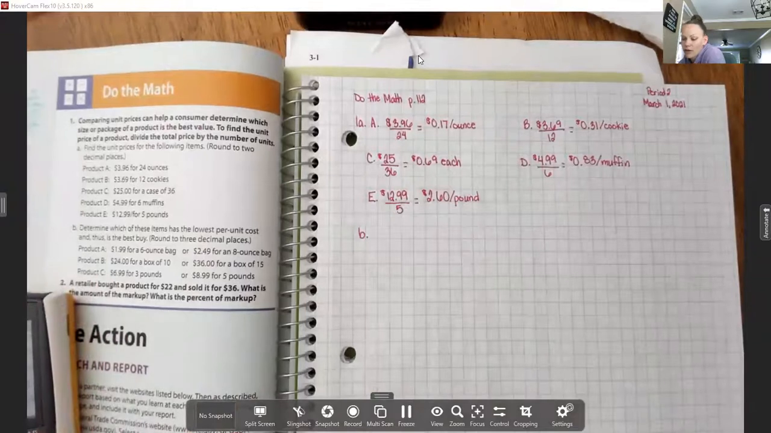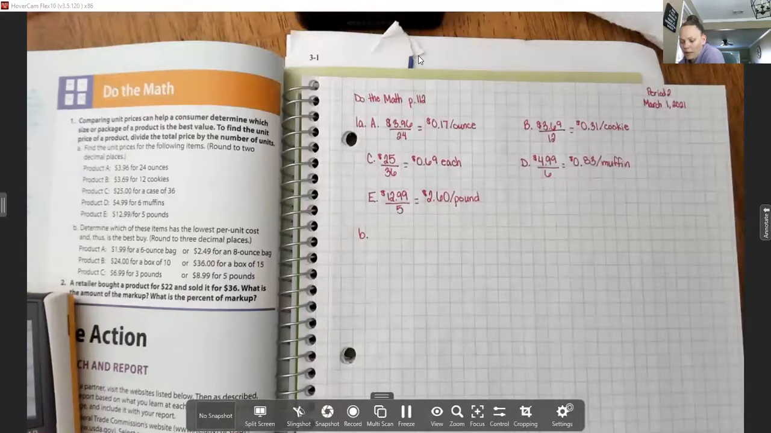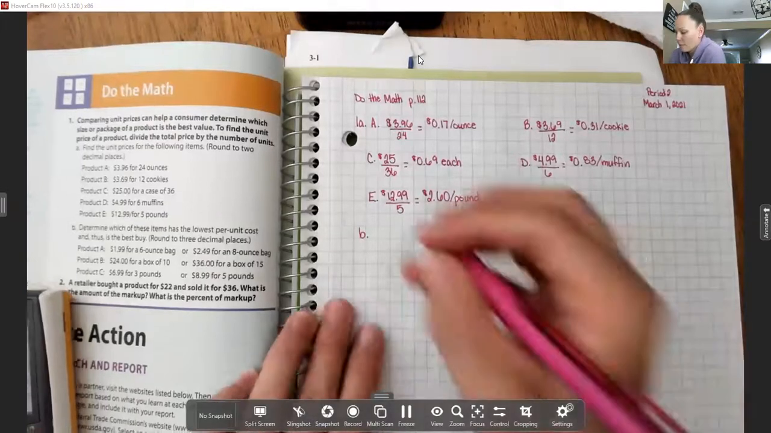So for part B here, determine which of these items has the lowest per unit cost and thus is the best buy. Round to 3 decimal places. We're going to round to 2 decimal places because it's money. I'm not sure, unless some of them are really close, then we could compare that way.